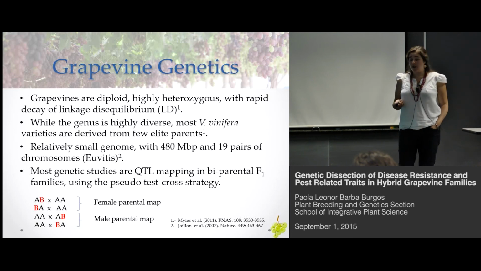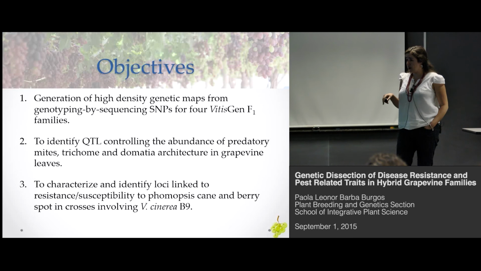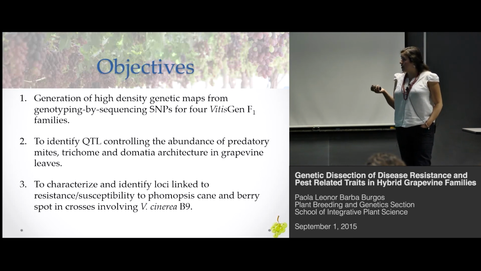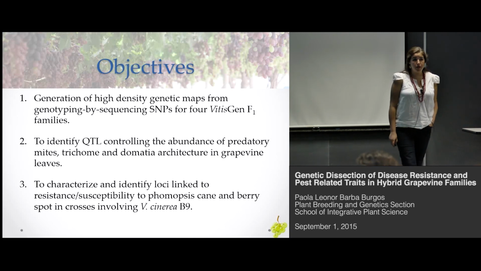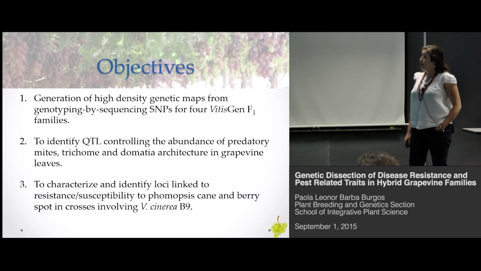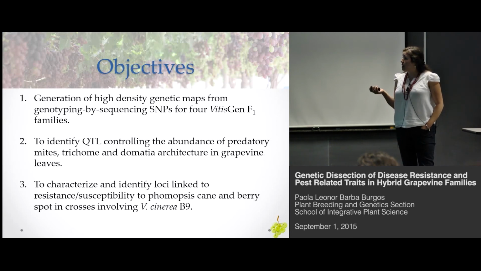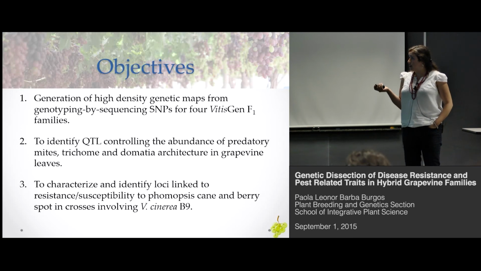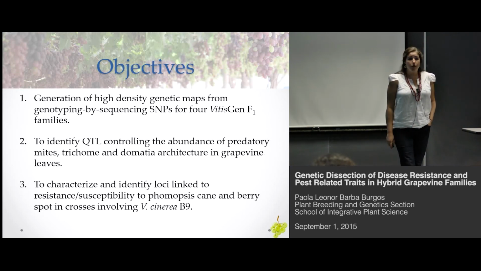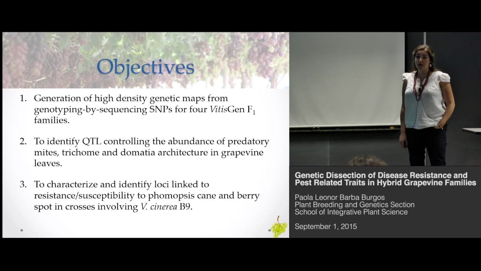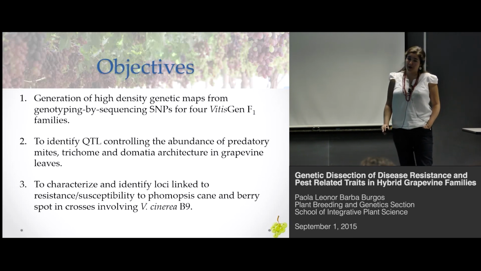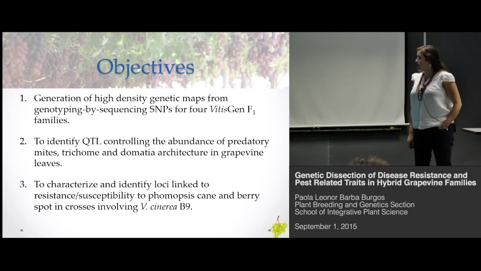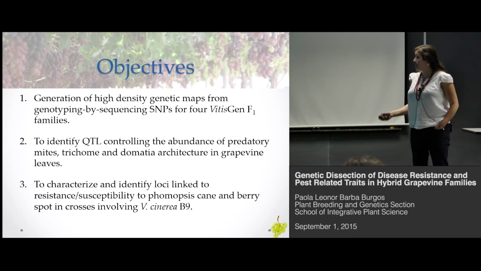For the objectives of this research, in this thesis I'm going to show some of the topics that I researched. First was the generation of high-density genetic maps from genotyping-by-sequencing SNPs for 4 Vitis gen F1 families. The problem with genotyping-by-sequencing and heterozygous is that you have heterozygous undercall, and a lot of problems with missing data, which many of you already know. The second objective was to identify QTLs controlling the abundance of predatory mites, trichome, and domatia architecture in grapevine leaves. And the third objective was to characterize and identify loci linked to resistance or susceptibility to Phomopsis cane and leaf spot in crosses involving Vitis cinerea.